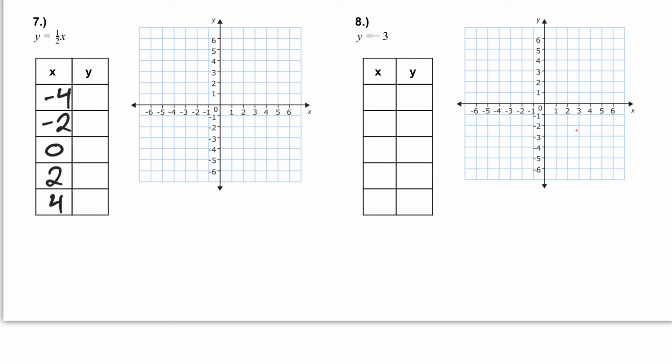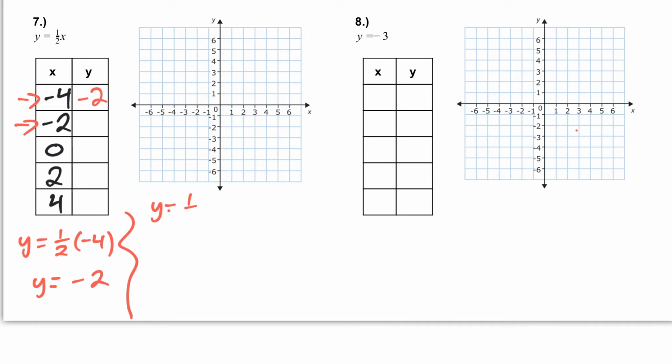All right, plugging in values starting with -4 for x, we get y is equal to 1/2 times -4. And 1/2 of -4, which is the same as -4 divided by 2, is going to give us y is equal to -2. So there's our first point. And next we're going to plug in -2 for x. Y is equal to 1/2 times -2. 1/2 of -2, or -2 divided by 2, is going to give us a -1.